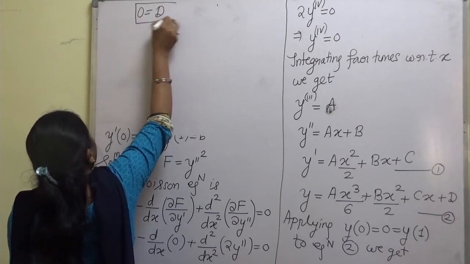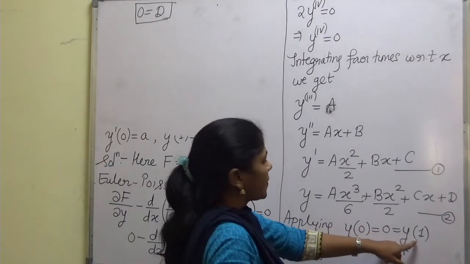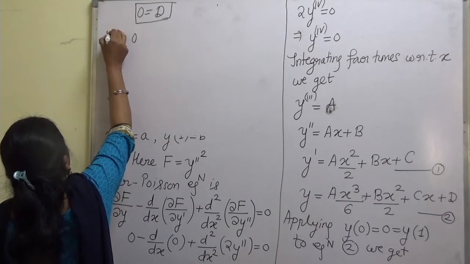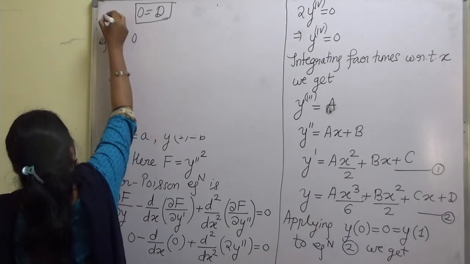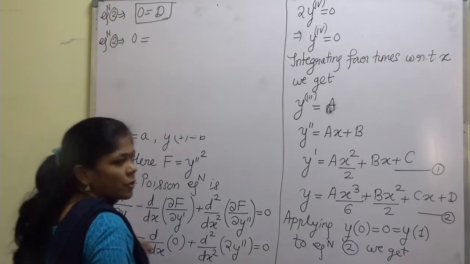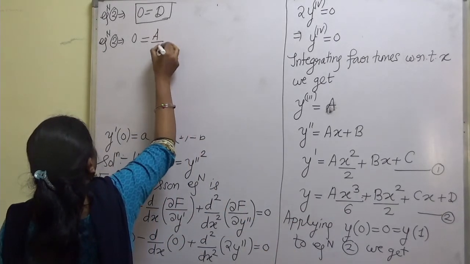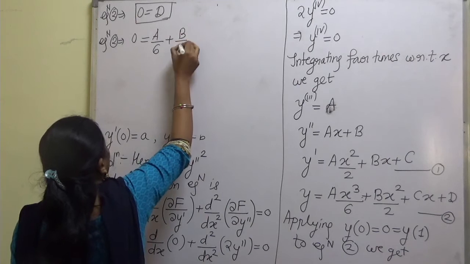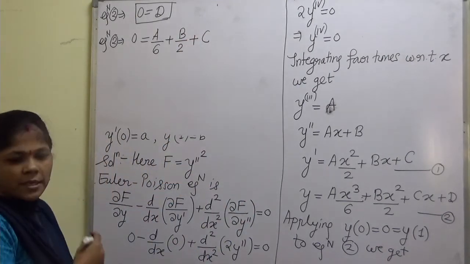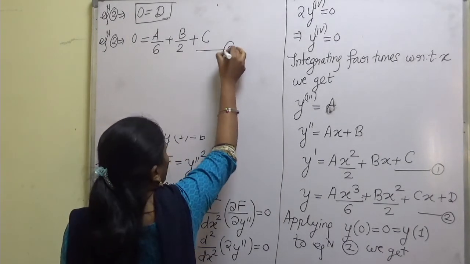Like this we have obtained the first arbitrary constant. Now put x equal to 1, then y is 0. So 0 equals a by 6 plus b by 2 plus c, and d is already 0. Call this equation number 3.